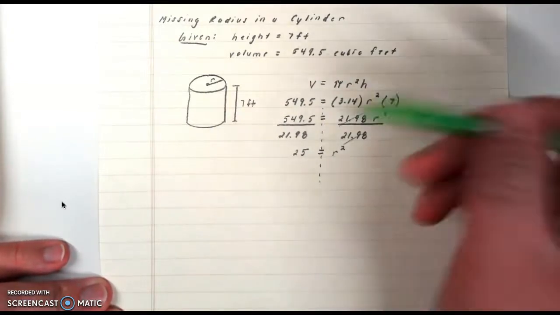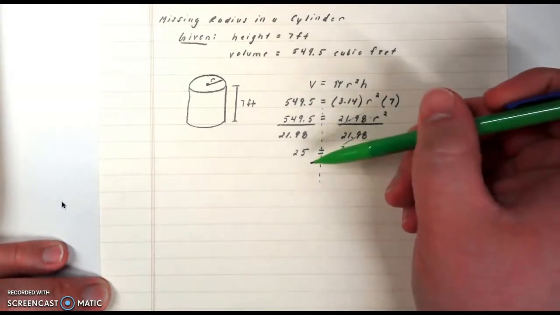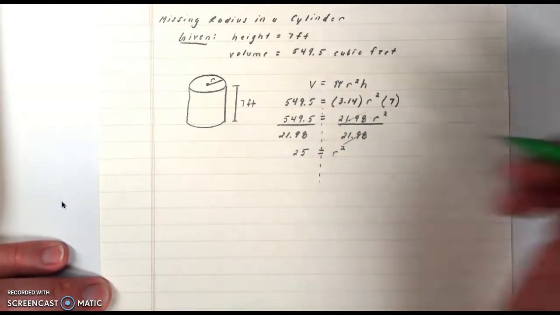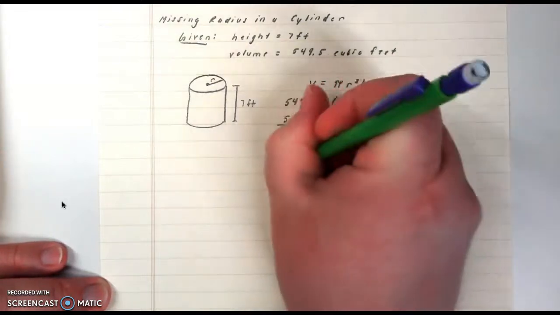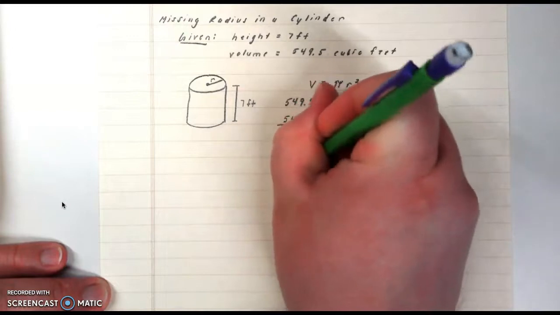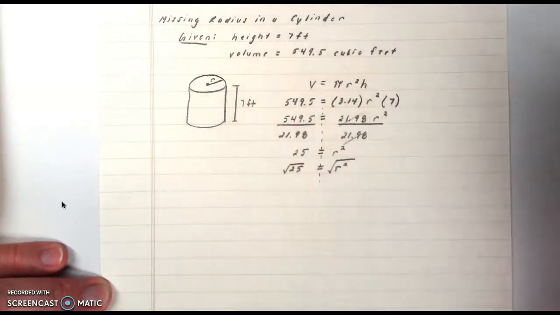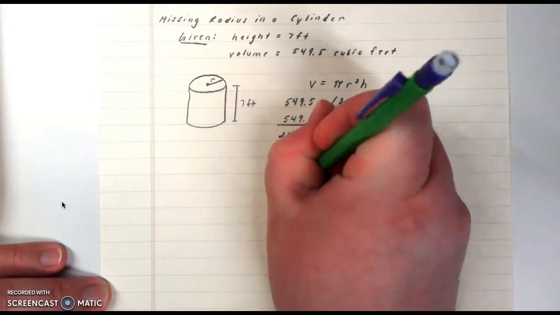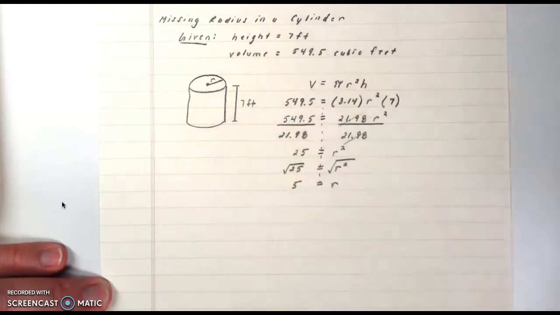Now, some people might stop here thinking, oh, we have r alone, so it's 25. But the issue is that it's not 25 because that's the radius squared. So what we're going to do is we're going to square root both sides to get the radius by itself. That's how we undo a square, we square root. So we know square root of 25 is 5 because 5 times 5 is 25, and that gets us r.